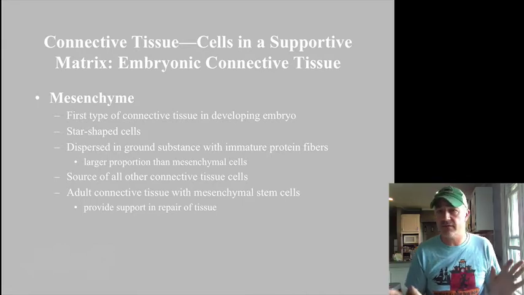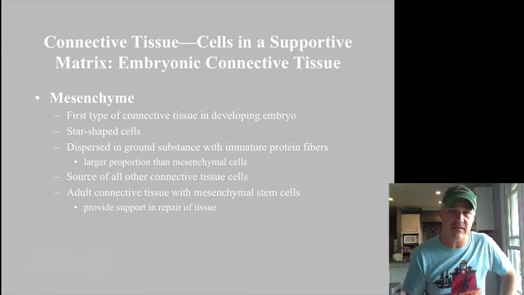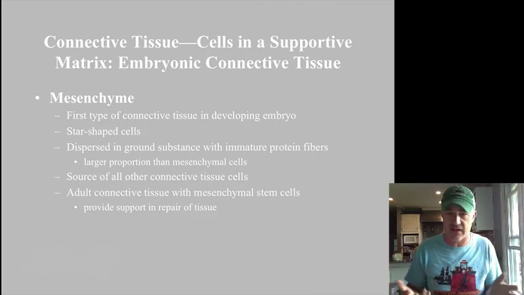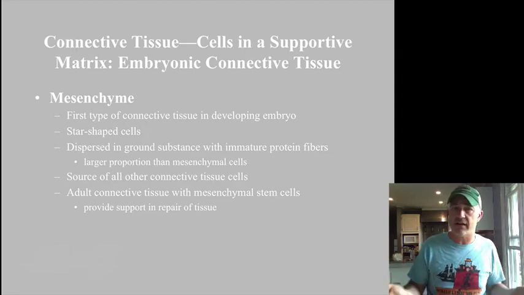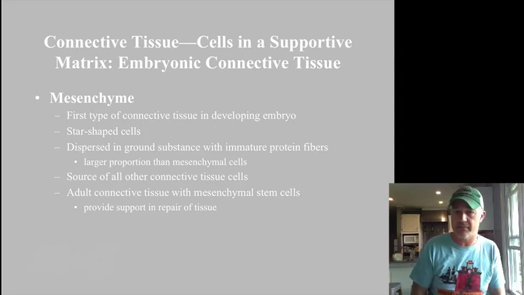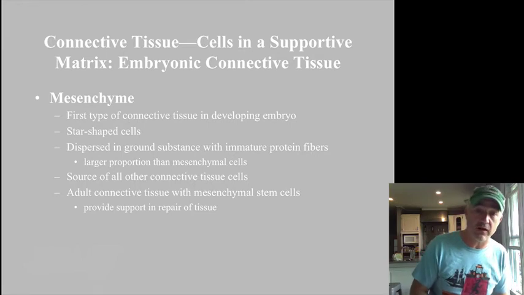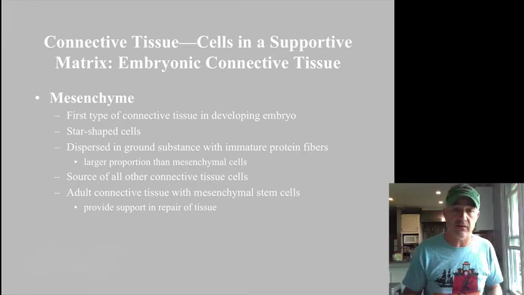So the couple other things I want to talk about real quick is this idea of mesenchyme. It is a type of connective tissue, though not one I make you identify. Mesenchyme is undifferentiated connective tissue. You get these star-shaped cells that are not really differentiated into anything. All our connective tissues come from mesenchyme. It's basically the stem cells of connective tissue. Almost all adult types of connective tissue are going to have some of these stem cells present within them, which allow them to be able to repair.